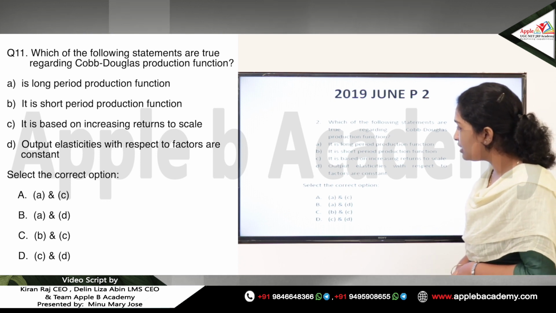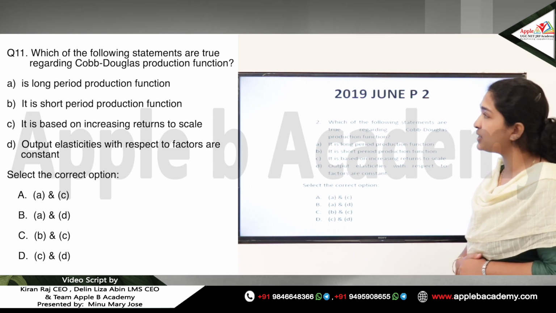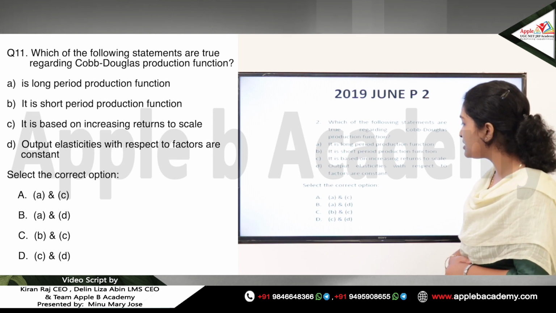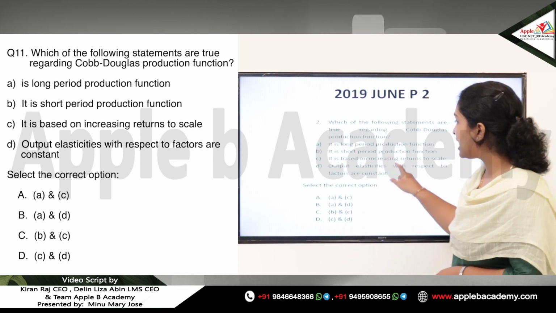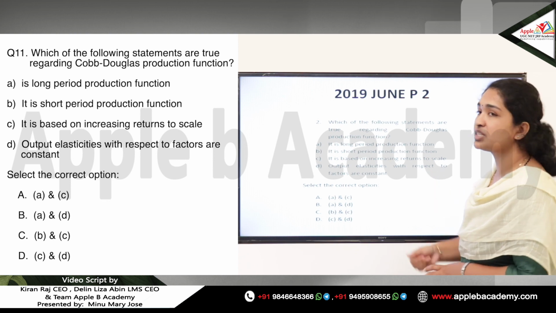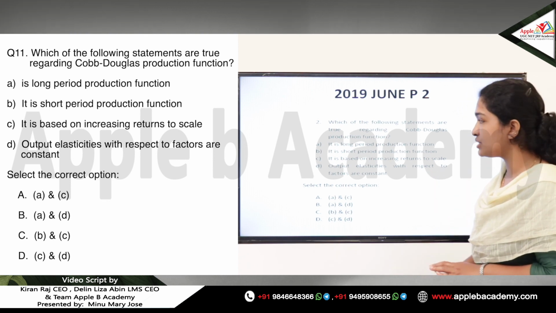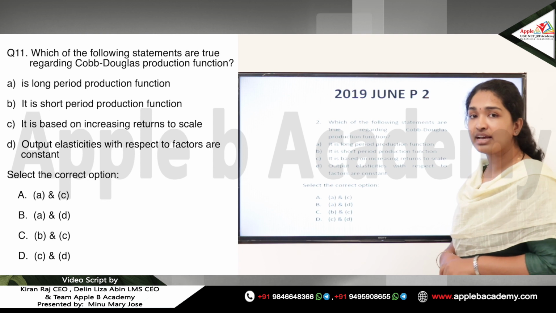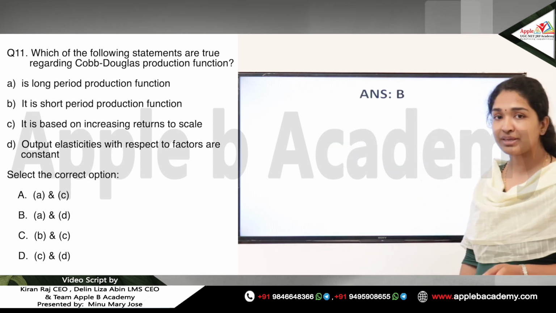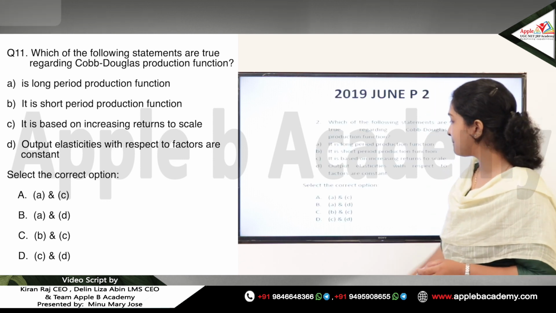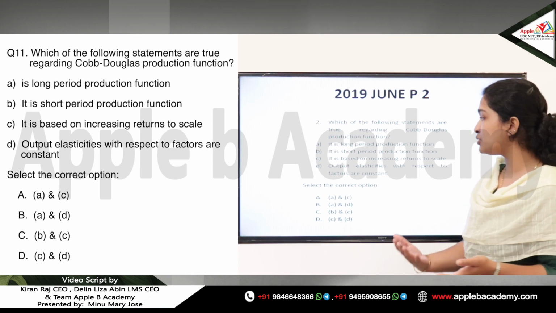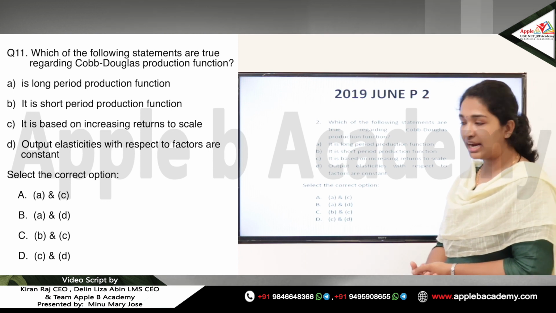Since this is again a direct question based on the properties of the Cobb-Douglas production function, we can find that the answer for this question is option B, that is A and D. It is a long period production function and the output elasticities with respect to the factors of production are held constant. Options A and D are answers to this question. That means option B.